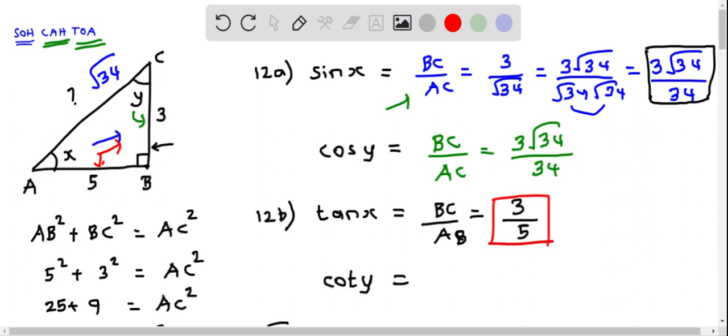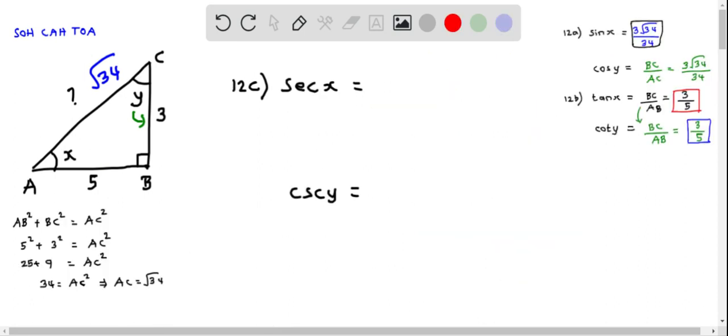Now let's find cotangent y. Cotangent y is the reciprocal of tangent y. So we can utilize SOH CAH TOA like this: it is adjacent over opposite. The adjacent to angle y is BC and the opposite to angle y is AB. So this becomes BC over AB. Observe that this is the same as tangent of x. So you can simply write 3 over 5. So this 3 over 5 is cotangent y.